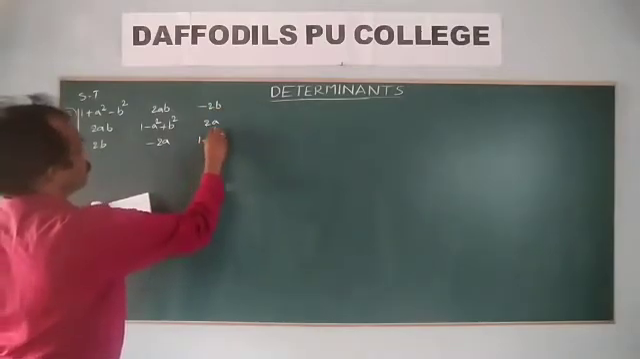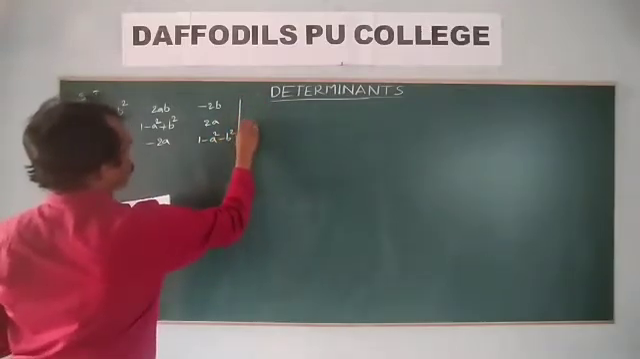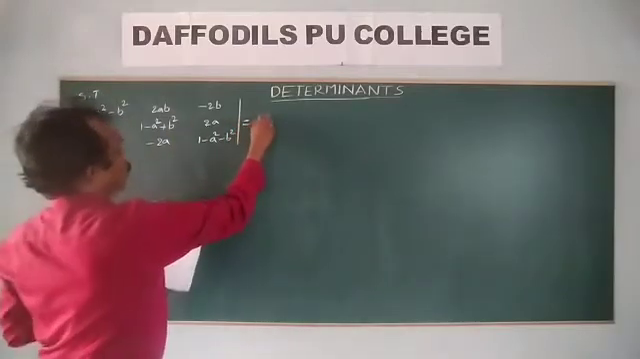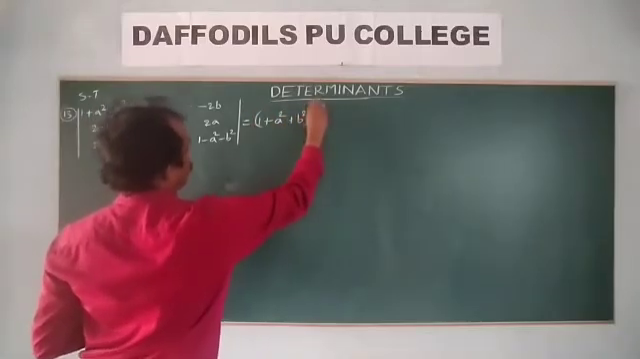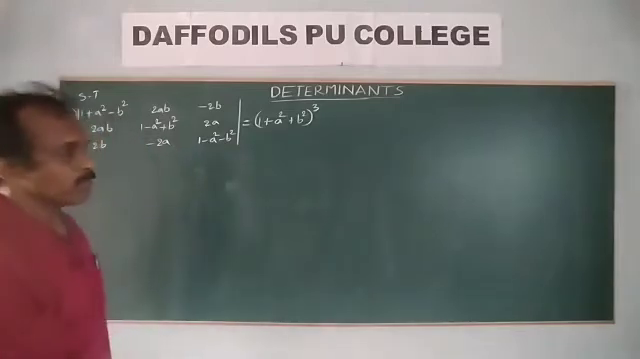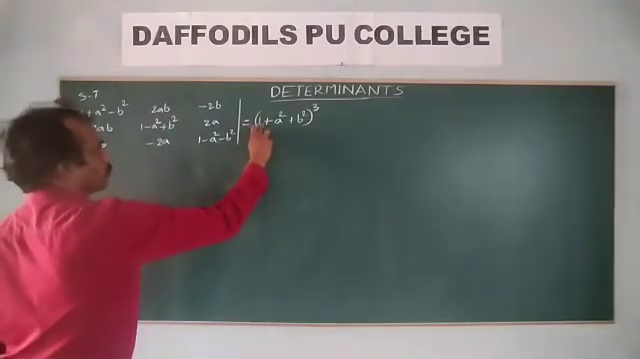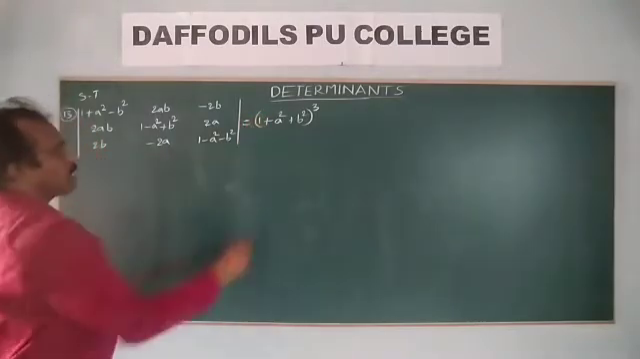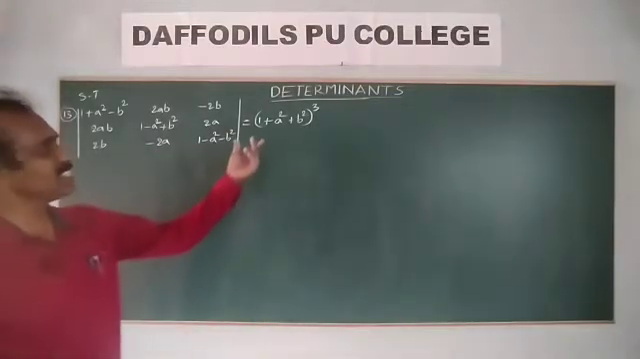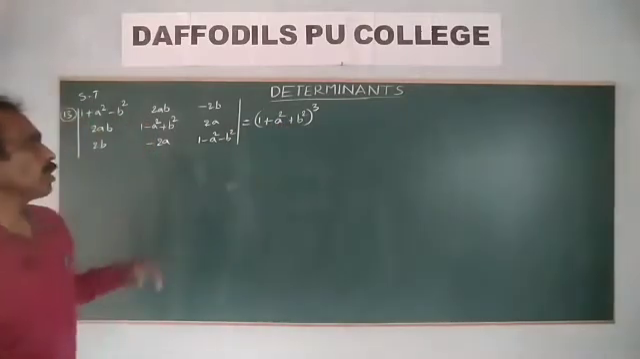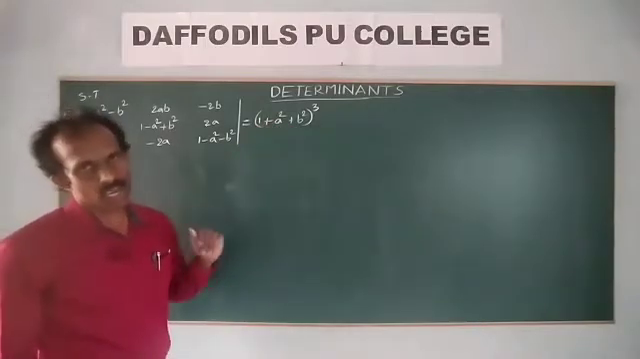We will show LHS equals RHS, that is, 1 plus a square plus b square whole cube. This is the LHS, and the RHS is 1 plus a square plus b square whole cube. So these problems, what I have said, depend on the RHS.